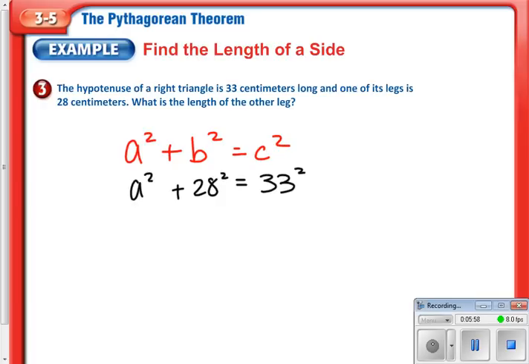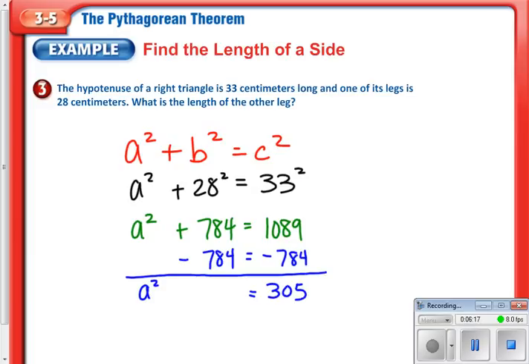When you set your equation up here, you should have a squared plus 28 squared equals 33 squared. Again, it doesn't matter where you put 28. It didn't matter if you put 28 in for a or b. You should still be able to work it out and get the same thing. You're still solving for a leg either way you look at it.